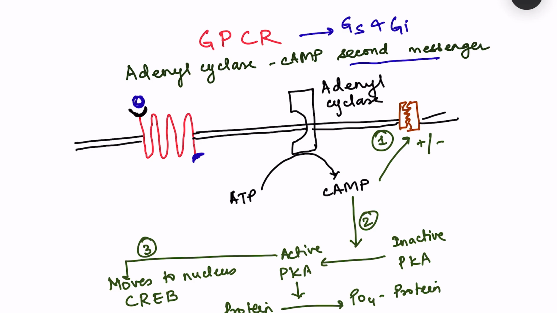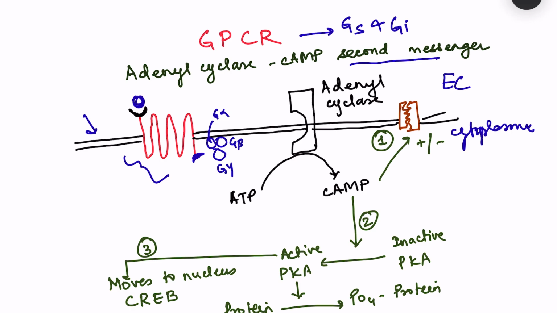One is the adenyl cyclase cAMP second messenger. Here you see again, this is the membrane, this is the extracellular side and this is the cytoplasmic side, and we have shown the serpentine receptor. Nearby there are heterotrimeric G proteins with the G alpha, G beta and G gamma subunits. G alpha is bound to GDP, that is why the term G. It binds to GDP, that is guanyl diphosphate.